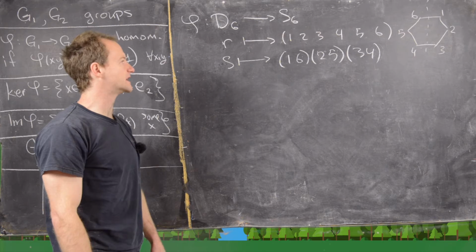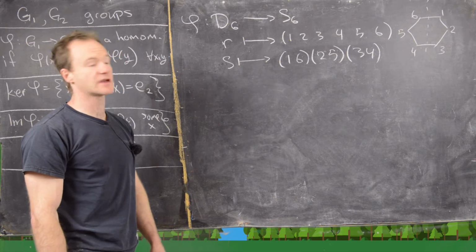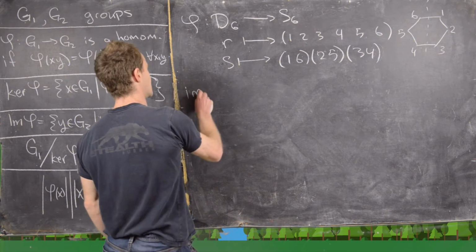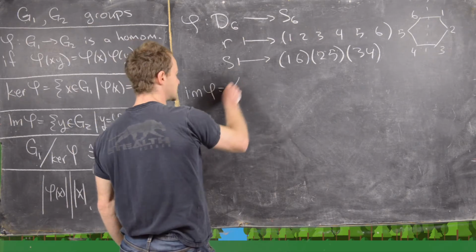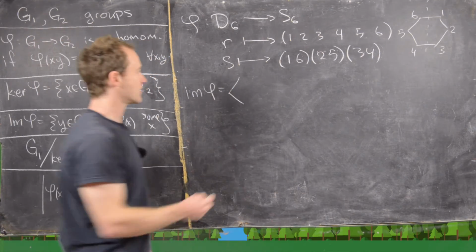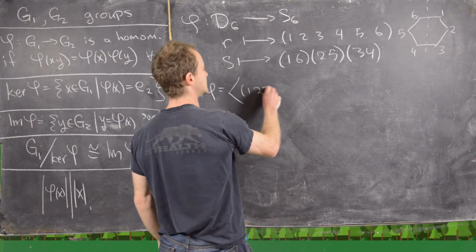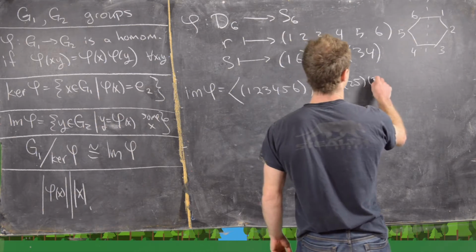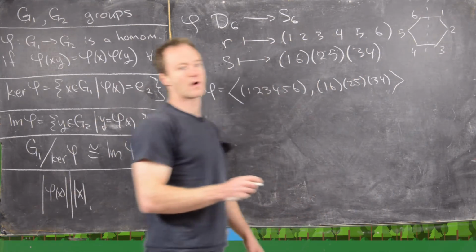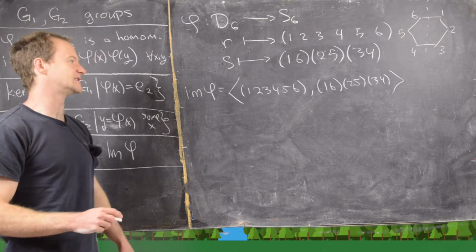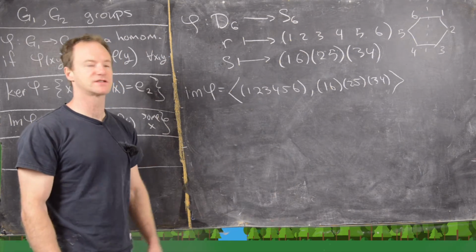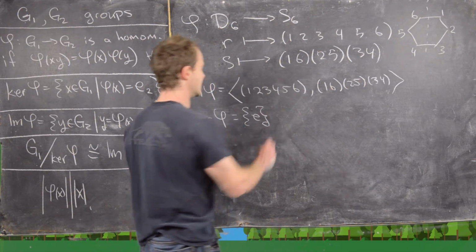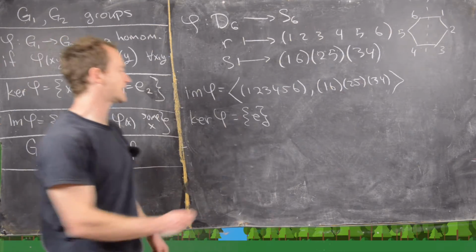Okay, so now that we know it's a homomorphism, we can look for the kernel and the image. I think it's easiest to write the image in the following way: everything generated by the 6-cycle (1 2 3 4 5 6) and then (1 6 2 5 3 4). You could definitely write out all of those elements, but I think it's easiest just to write it like that. Now let's look for the kernel. I'm going to claim that the kernel is only the identity. Let's see why we can claim that.